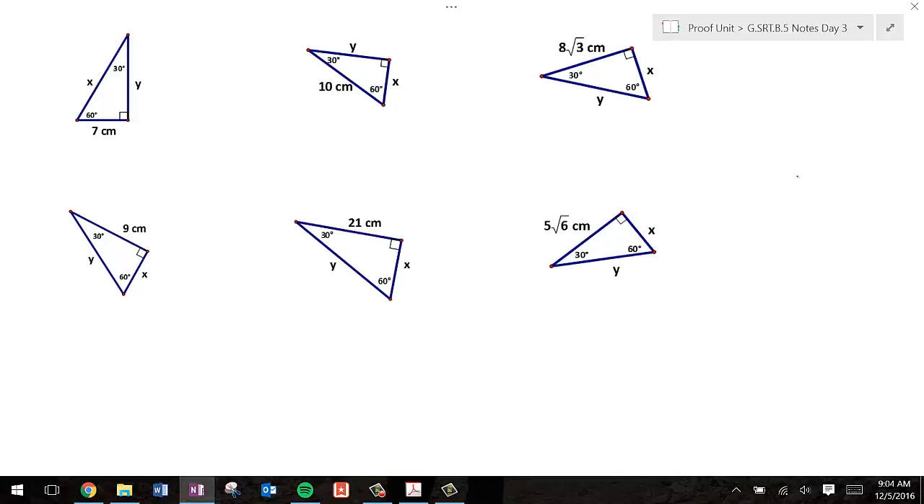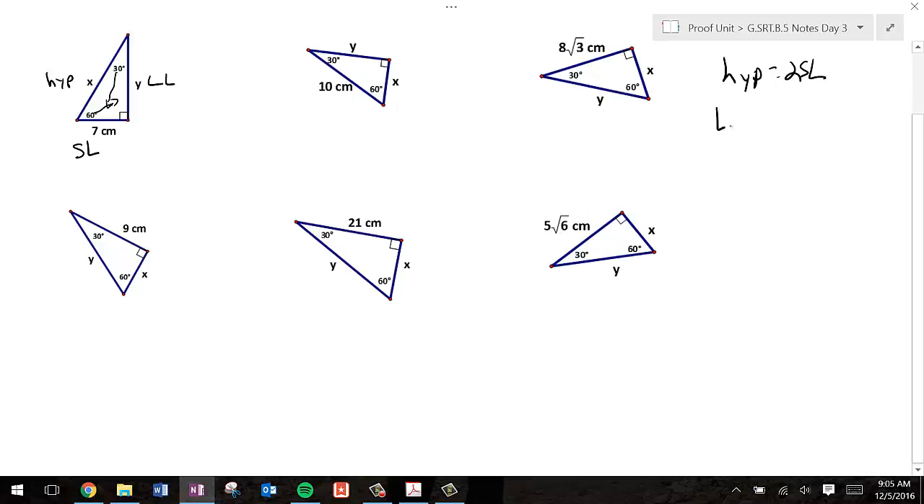So the first one, they gave us, I tend to label my triangles. So across from my 30-degree angle is my short leg. I use SL. Across from my 60-degree angle is my long leg. And then I have my hypotenuse. LL for long leg, HYP for hypotenuse. And we said our 2 relationships were that our hypotenuse equaled 2 times your short leg.